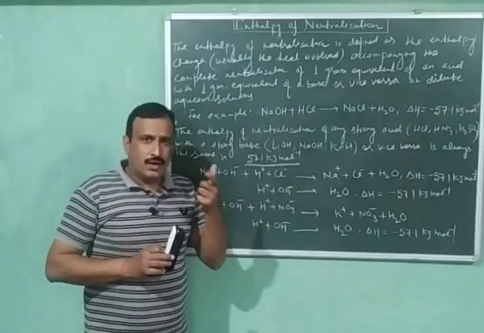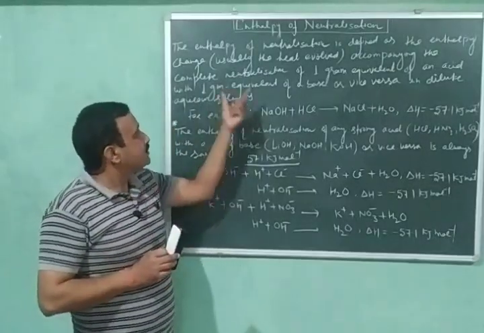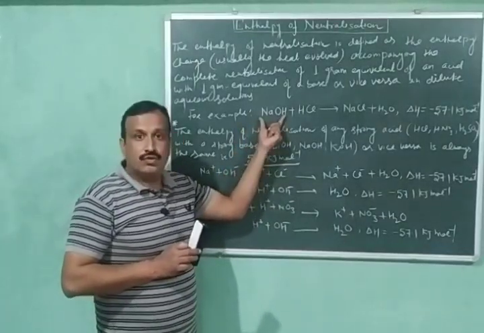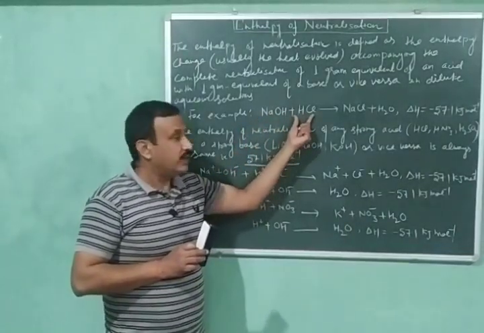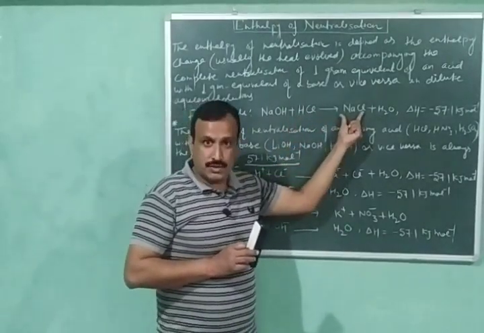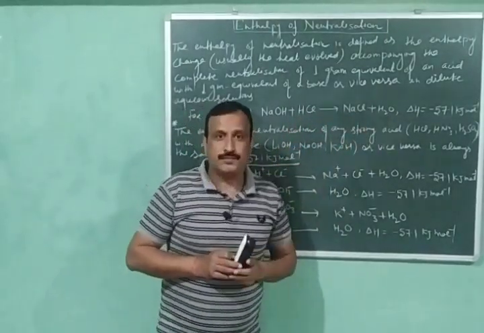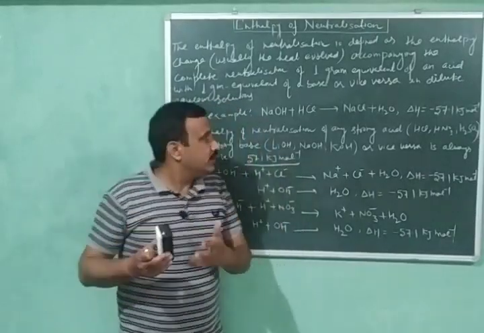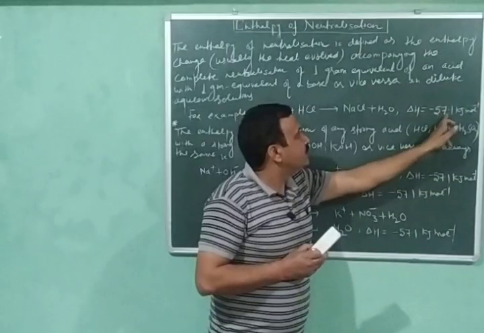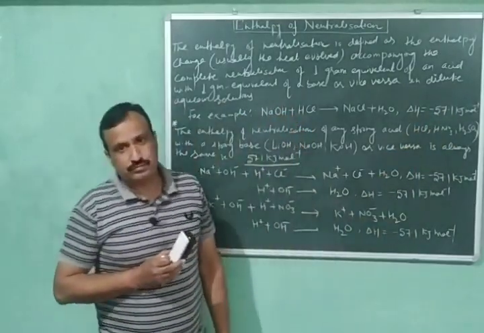And further, a very common example of an acid base neutralization reaction is the reaction between 1 gram equivalent of NaOH and 1 gram equivalent of HCl, giving us NaCl, that is salt, and water. And the heat liberated during this reaction, delta H is equal to minus 57.1 kilojoule per mole.